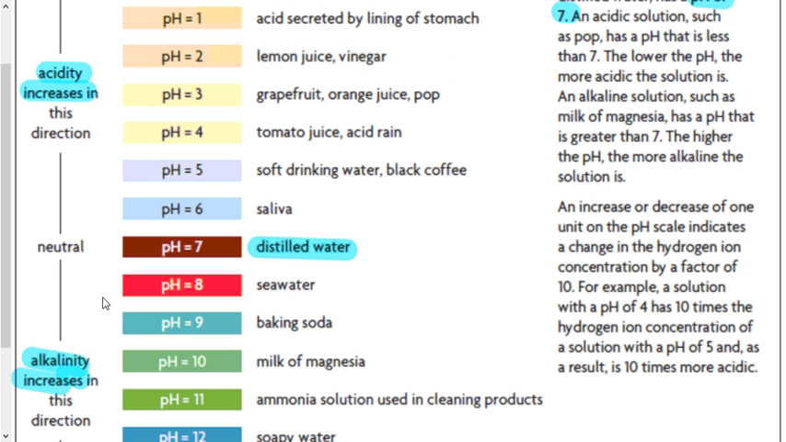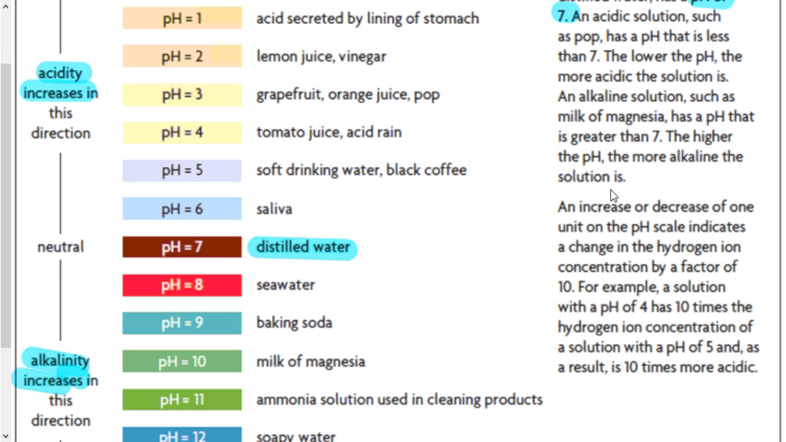Let's continue reading on the right-hand side there. An acidic solution, such as pop, has a pH that is less. So the smaller this pH number, power of hydrogen, the more acidic something is. Something that has a value greater than 7 for the power of hydrogen, like they talk about milk of magnesia here, has a pH of 10. We'd say that it is more alkaline.